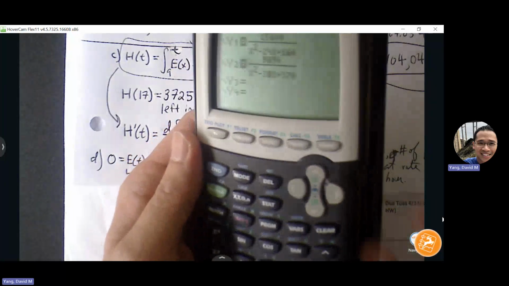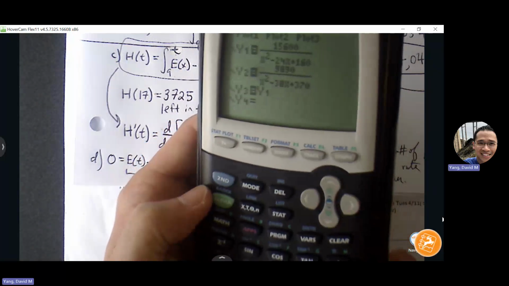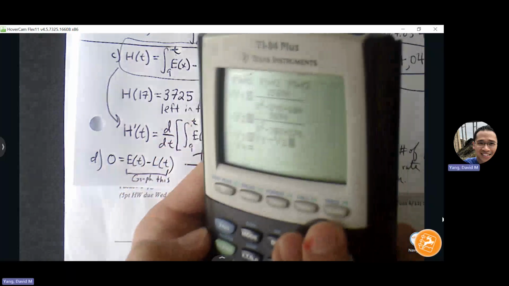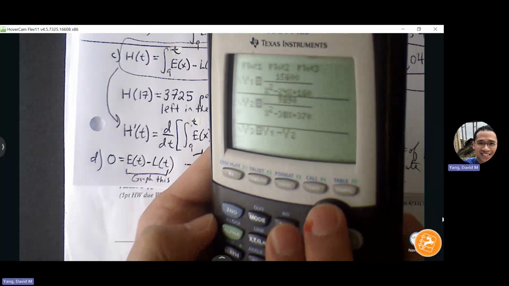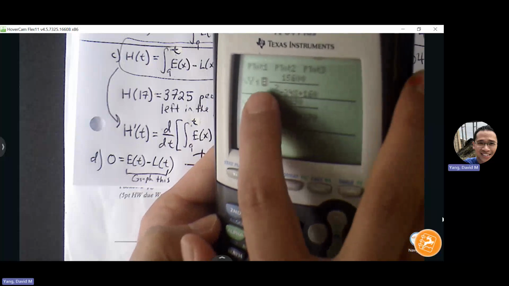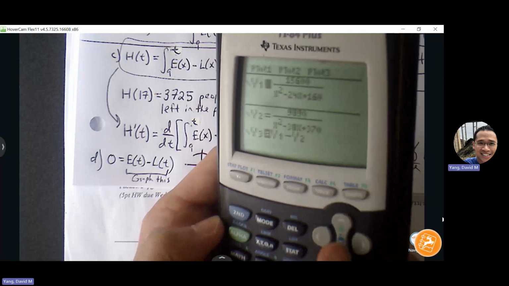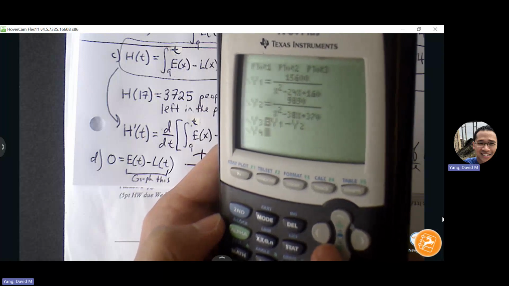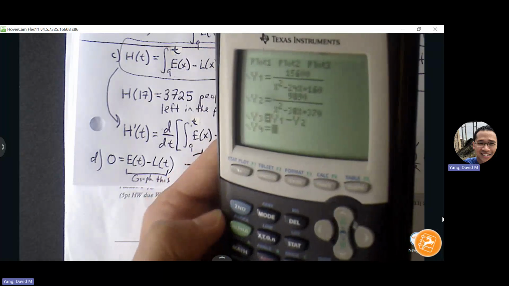So I'll do alpha trace Y1 minus alpha trace Y2. And as I do that, I want to unhighlight Y1 and Y2. You see how the equal sign is highlighted? I don't want to see those two graphs. It would just make things more complicated. So I'm going to hit enter on the equal sign, which means that I'm not erasing the function. I just still want to see it on my graph. I just want to see my Y1 minus Y2 graph.